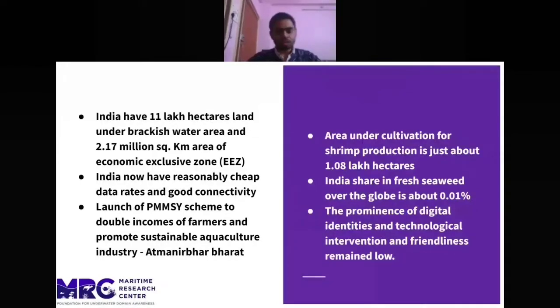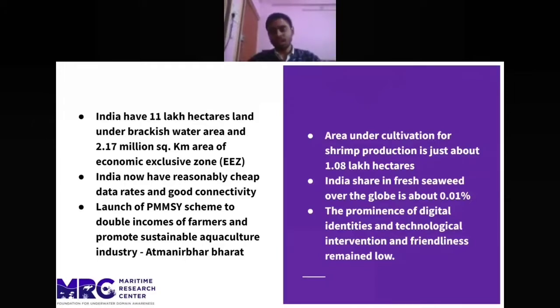Second, in terms of technology, India has a reasonably cheap data rate. We all have good connectivity at our homes, and the data rates are not too high. The technology using this connectivity can be employed. So this is the right time to work upon these technologies, to intervene with technology in farming.